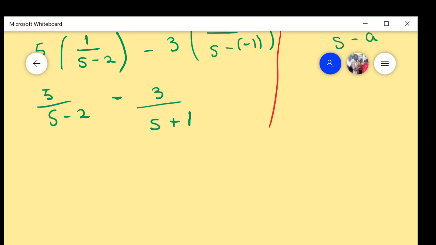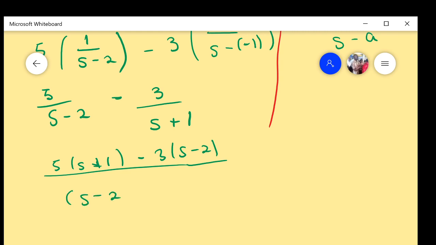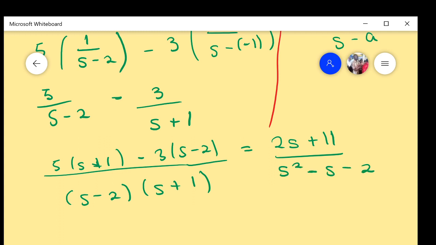If we do the evaluation, what do we have? I have 5 times s plus 1 minus 3 times s minus 2, all over s minus 2 times s plus 1. And this will give us 2s plus 11 all over s squared minus s minus 2.